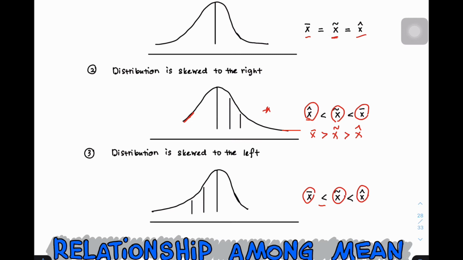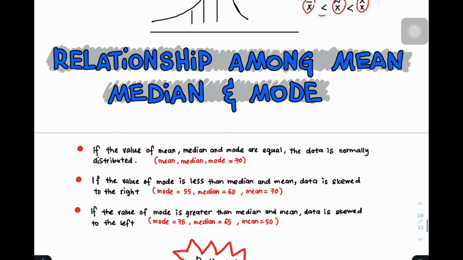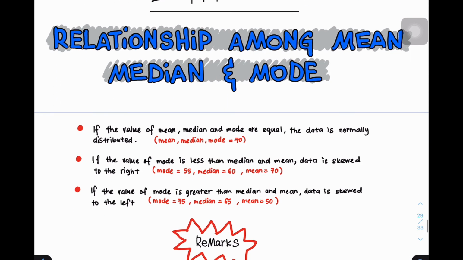Okay, so kalau distribution skewed to the right, kita panggil dia sebagai positive distribution, dan kalau distribution skewed to the left, kita panggil dia sebagai negative distribution. So the skewness, the measurement of skewness ni actually dia memberitahu kita relationship between mean, median and mode. Okay, so kita nak tengok apa dia relationship between mean, median and mode.